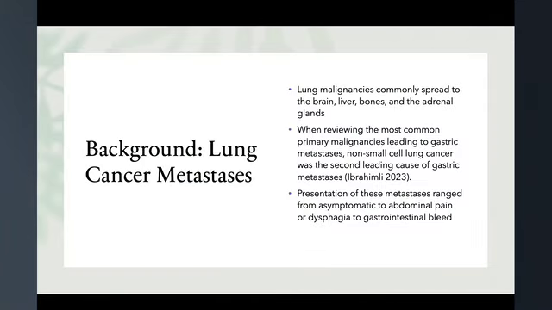So for our background, lung malignancies most commonly spread to the brain, liver, bones, and adrenal glands. It is uncommon for lung malignancies to lead to gastric metastases. However, when we do find gastric metastases, we do see an association with non-small cell lung cancer, and that is the second leading cause of gastric metastases. These metastases can present in numerous different ways. It can range from asymptomatic to abdominal pain, dysphagia, as well as GI bleed, which we will see with this case.